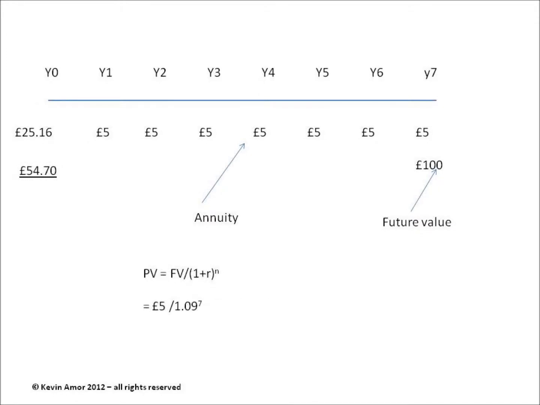The principal, we just simply need the present value, so we take the future value, divide by (1 plus i) to the n, and we get £100 divided by 1.09 to the power 7, which is £54.70. Add them together and you have a total value for this loan stock of £79.87.